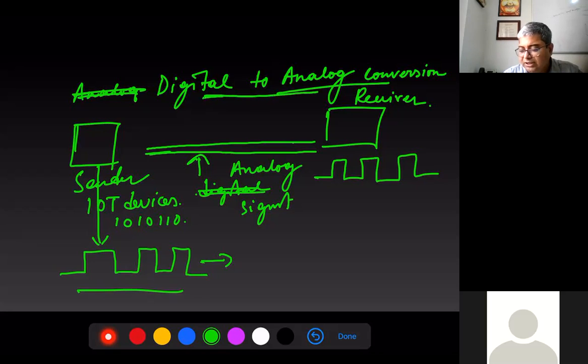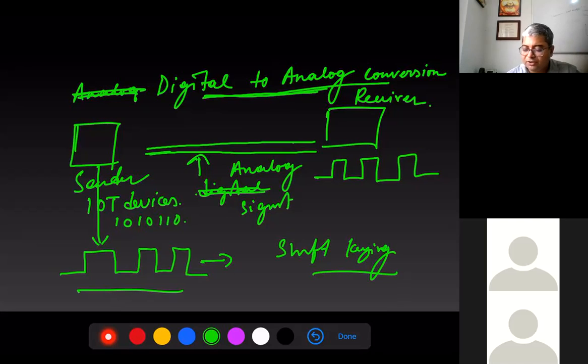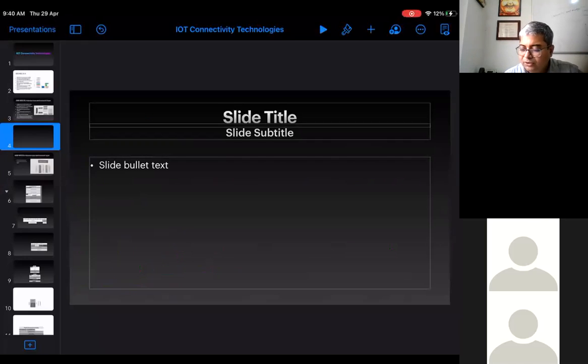Now, for this digital to analog conversion, I require the shift keying concept. समझ में आया? Digital to analog. Yes, sir. मुझे ये shift keying चाहिए. Yes, sir. Now, there are three kinds of shift keying.